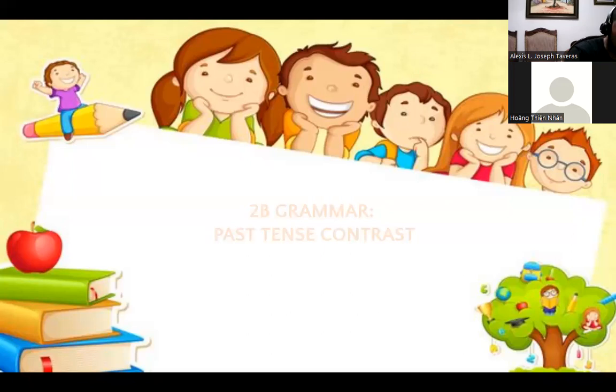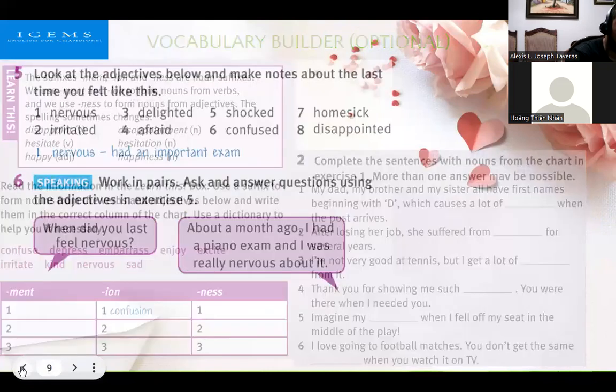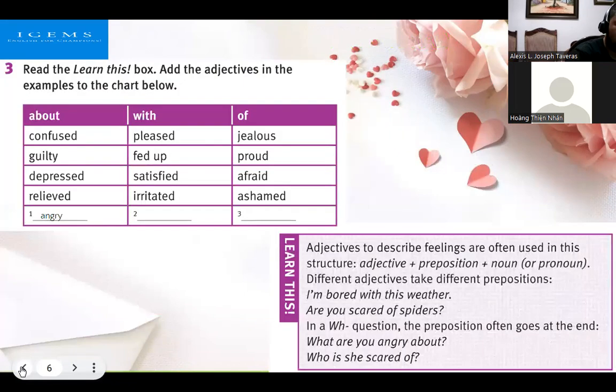That's our topic today. But first, I'm going to refresh what we covered before. Okay, so let me just review this with you. Yesterday in our class, we learned about the use of adjectives. As you know, we use adjectives to describe feelings, and they are often used in this structure: adjective plus preposition plus noun. Different adjectives take different prepositions.